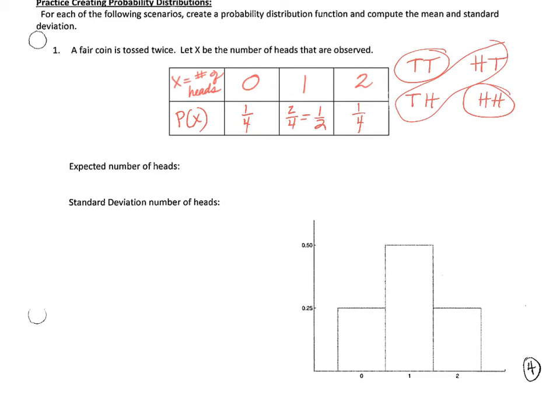Now, I want to remind you something, just kind of throw in a little factoid right here. Look at these numbers, 1/4, 1/2, and 1/4. What do those add up to? 1. A probability model always totals to 1. Furthermore, can you have one of these probabilities as negative? No, you cannot have a negative percent chance of something happening. So your probabilities cannot be negative, and they also must always total to 1.